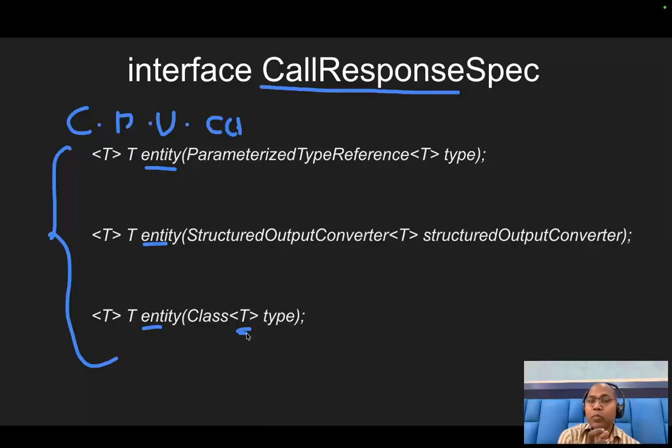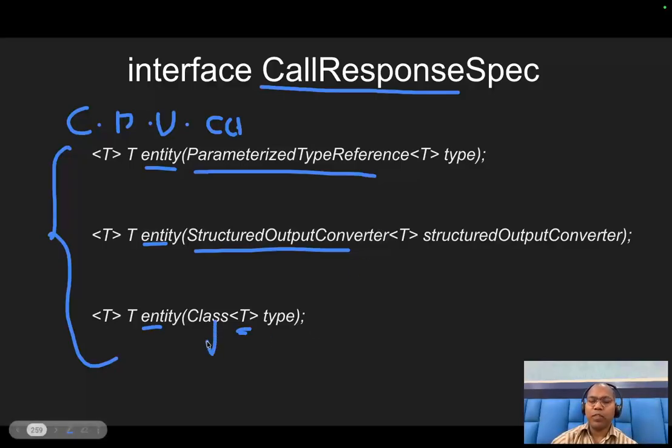Spring AI supports three kinds of conversion through three overloaded methods here. This is the parameterized type reference, generally map for the map. This is the structured output. You can just provide a list of implementations or simply one specific object you want. So let's talk about the demo part, how it works. One simple demo.